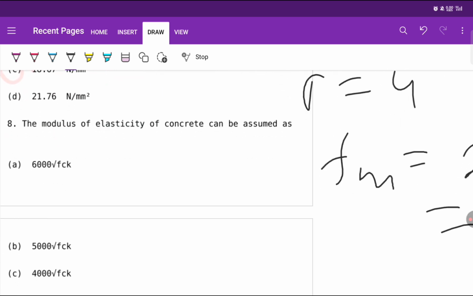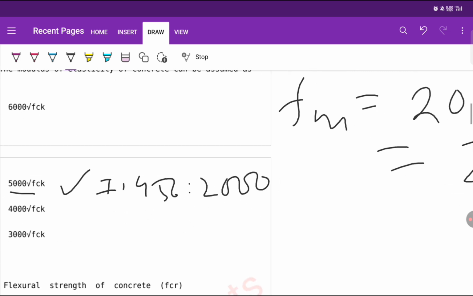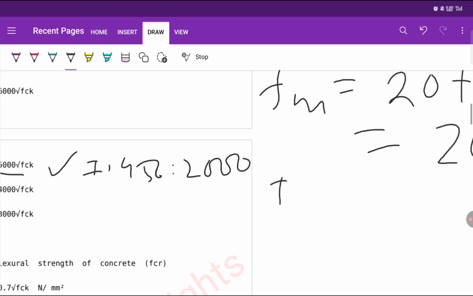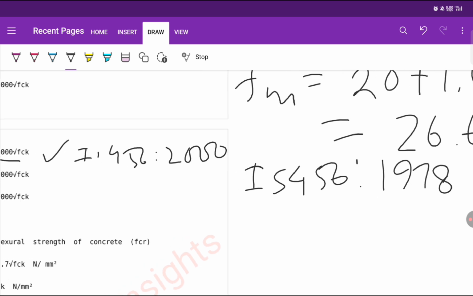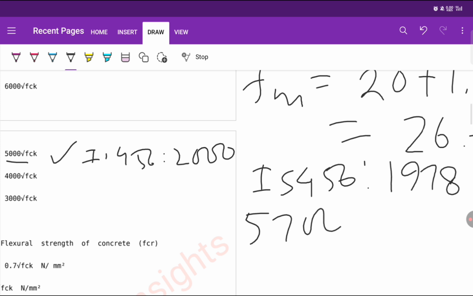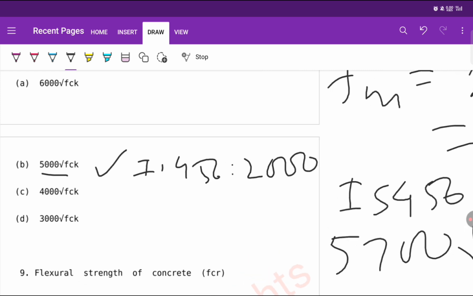The modulus of elasticity of concrete can be assumed as 5000 under root of FCK, as per IS 456 2000. But if I take IS 456 1978, then this value will be 5700 under root of FCK, right? So in IS 456 2000 it is 5000 under root of FCK.